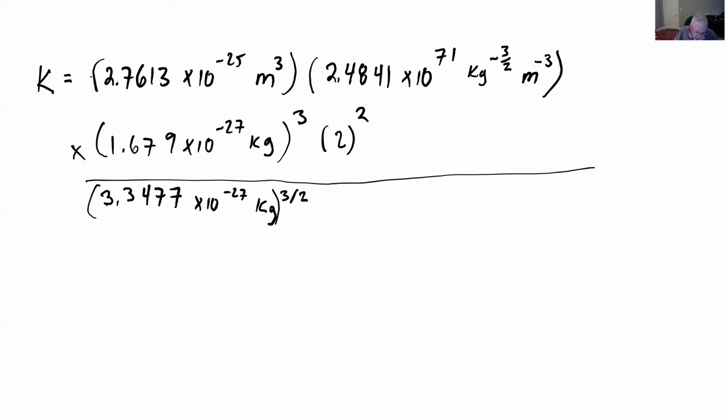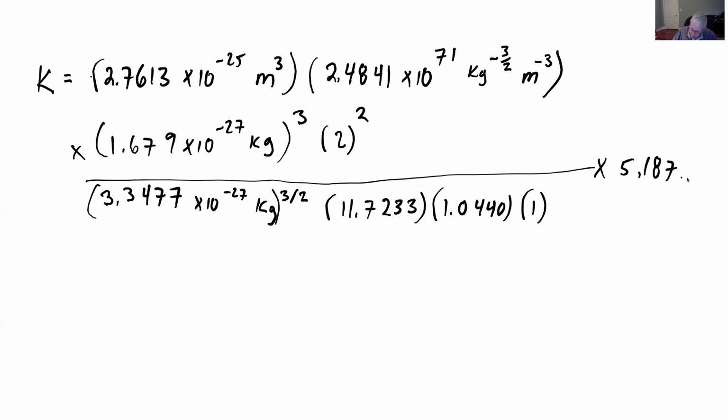I've got the partition function. This is the rotational partition function, 7233. The vibrational partition function was 1.044. My electronic partition function is 1. And all of this is times that piece that came from the exponential. So this is 5.187 times 10 to the minus 12.